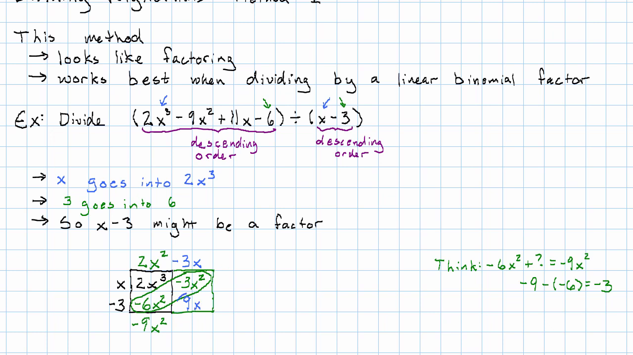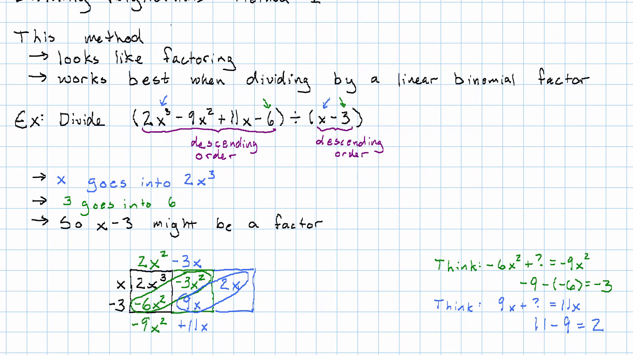Now, my like terms with an x in them are going to live on this diagonal. So I'm going to have another column. My x term is 11x. And I'm going to think, 9x plus what gives me 11x? Well, to figure that out, I'm going to say 11 minus 9 is 2. So I need a 2x here.